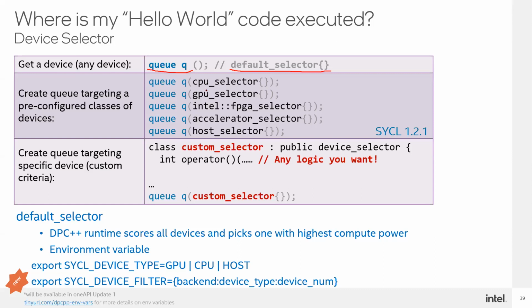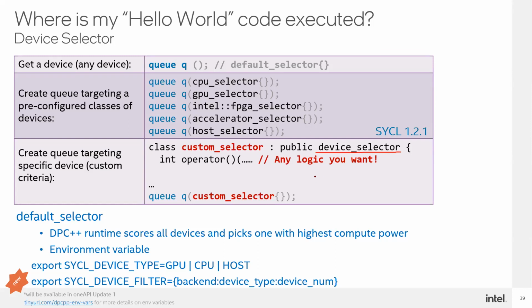So if you want the runtime to choose, the CPU selector, you can pass it explicitly as an argument to the queue constructor. It can be CPU, GPU selector. It can be Intel FPGA selector. An important note here is that there is also host selector, and there is a quite important difference between host selector and CPU selector in the SYCL 1.2.1 standard, because in SYCL 2020, the host selector is deprecated, so it's not available anymore. But more important is that you can create your own custom selector, which is based on the device selector class, and you can create any logic to pick the device you want.